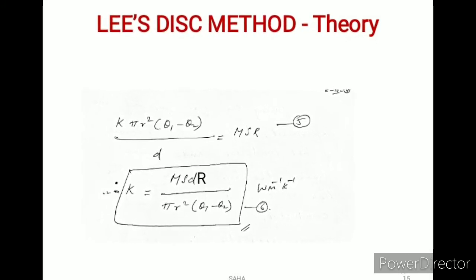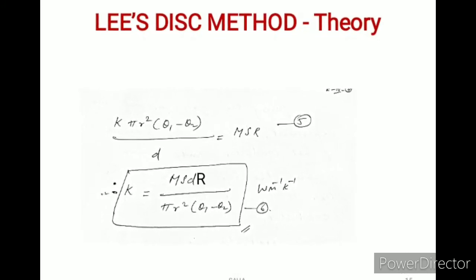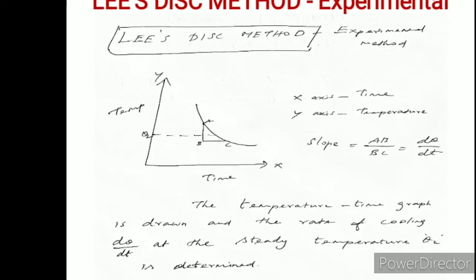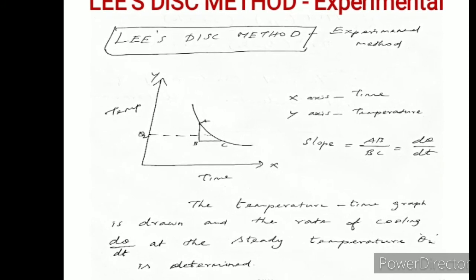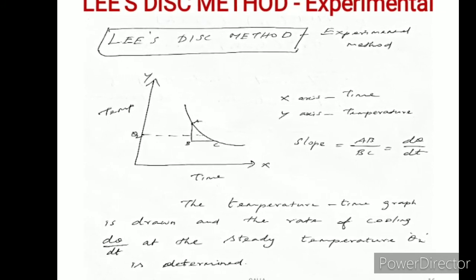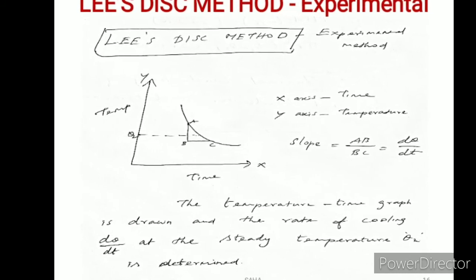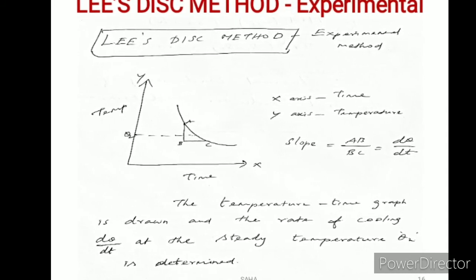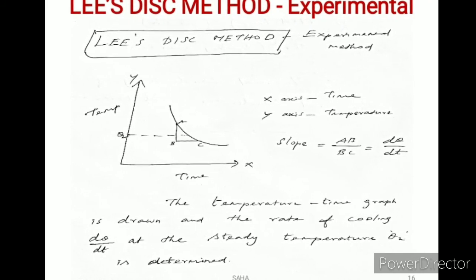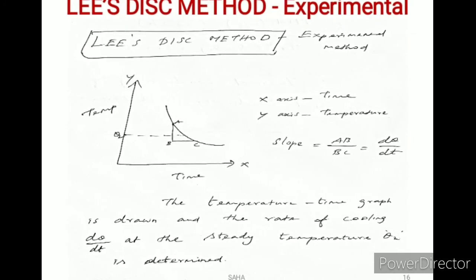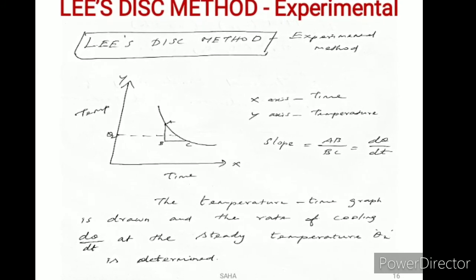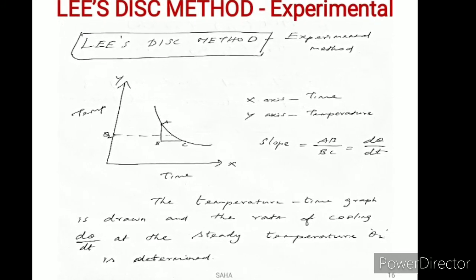So K has the unit watt per meter per Kelvin, W m^-1 K^-1. Lee's disc method, another subdivision is the experimental explanation. Here you are seeing that graph. On the x-axis time is taken, on the y-axis temperature is taken. If you note down the two values, we can get the curve. On that curve we must draw the slope, and we mention A, B, C as you are seeing in that graph.